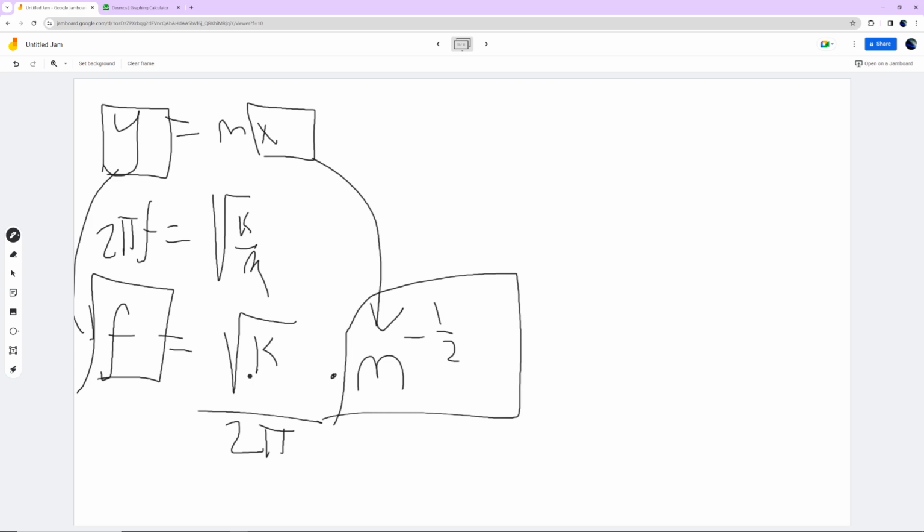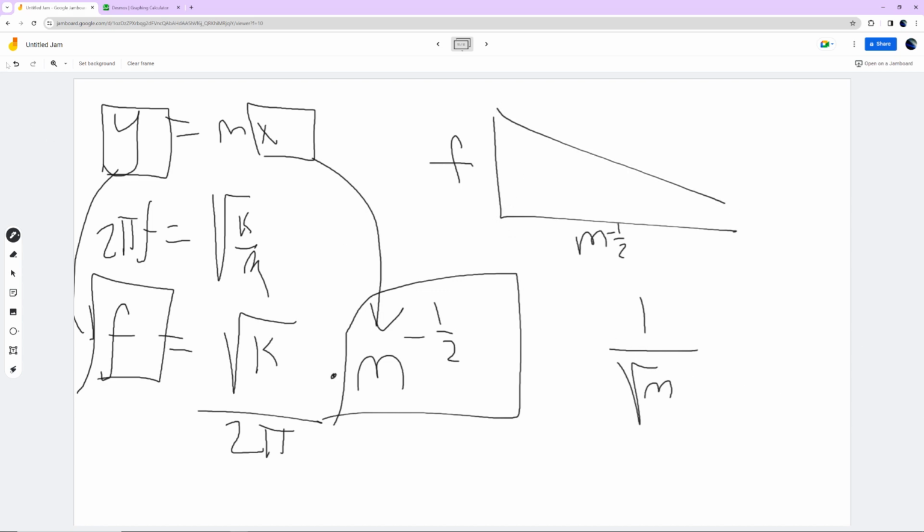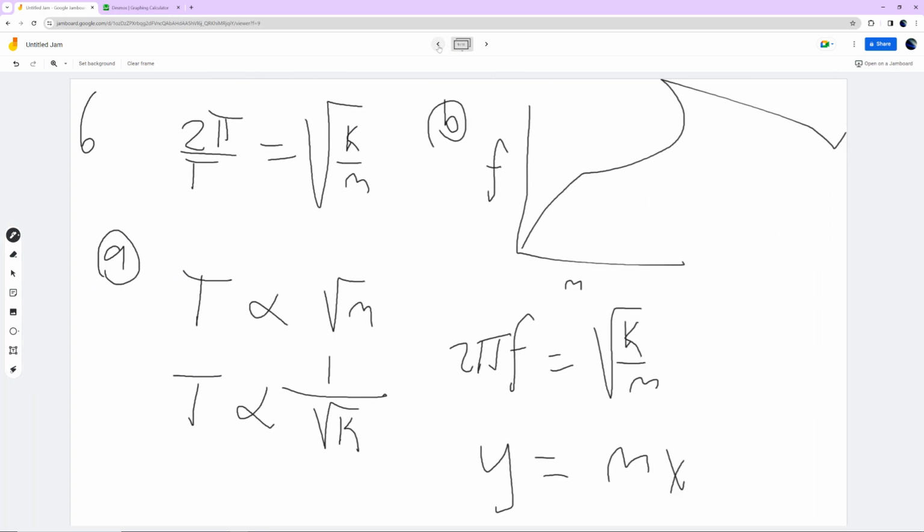So what we're going to do basically to get a line between f and m is graph m to the -1/2, or 1 over root m. I just wrote it like that so then we can see it a little better and won't get confused. But that'll give us a straight line. I believe it would be a negative slope. I'm not sure, but basically the slope would be root k over 2 pi. So yes, that's basically it.